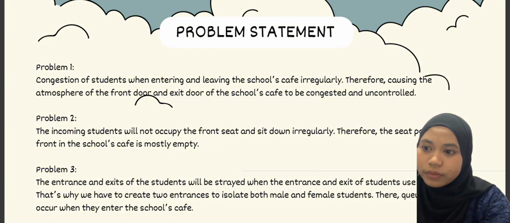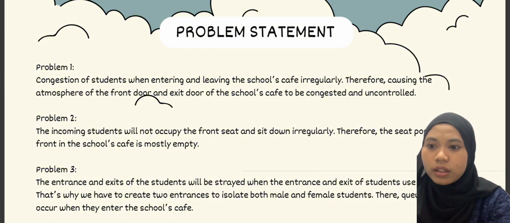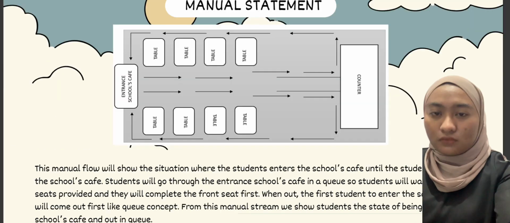Problem 3. The entrance and exit of the students will be congested when the entrance and exit of students use only one door. That's why we have to create two entrances to separate both male and female students. The queue process can occur when they enter the school cafe.